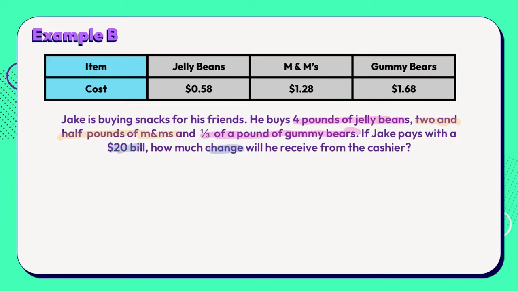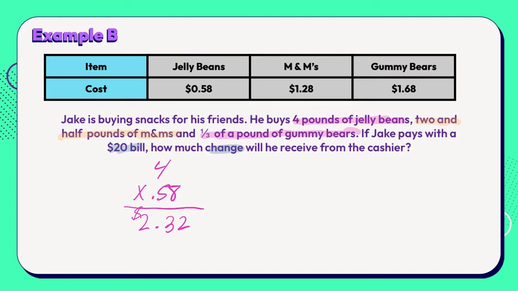So we need to accomplish that once we figure out how much money he spent. The first thing we need to do is identify the amount of money he spent on each item. He bought 4 pounds of jelly beans and they are 58 cents per pound, so I'm going to take my 4 pounds here, let me use an actual pen, 4 pounds, and multiply that times the $0.58 per pound. When he does that, he gets $2.32 total for all of his jelly beans.